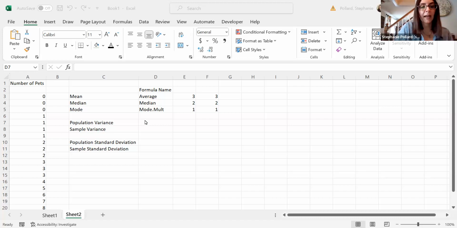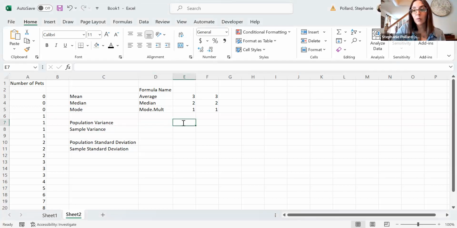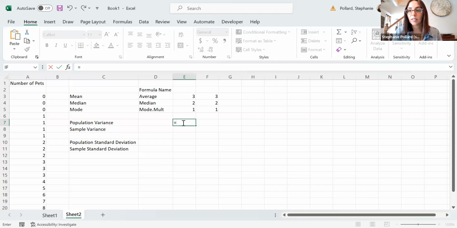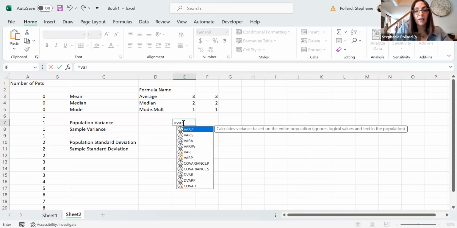Well, how do we find population variance? Like in all cases, we always start with an equal sign anytime we're doing a calculation in Excel. You can start typing in variance, and you'll see that there's a few things that pop up. You want to be really careful here. There's a lot of things that have to do with VAR or variance or covariance, and the one that we want is VAR.P for population, or we'll use VAR.S for sample in a little bit.